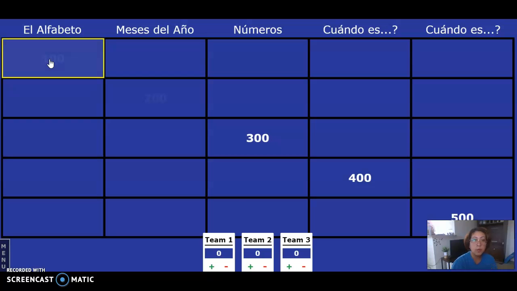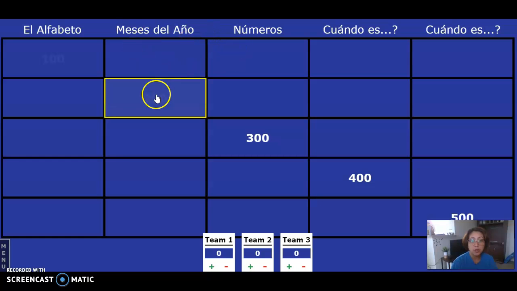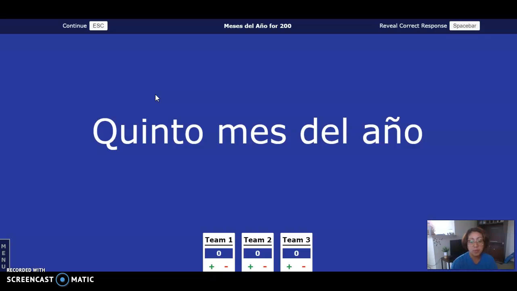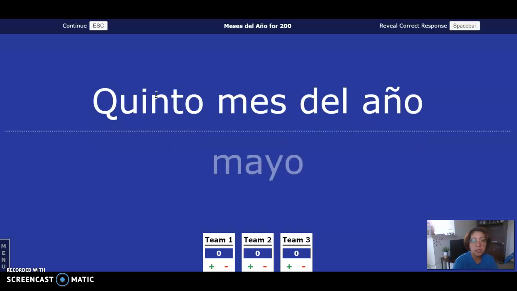Then team number one will choose their question, and let's say they choose months of the year for 200 points. Click on the little rectangle, and the question is "fifth month of the year." They will have to answer it, and the answer is May.